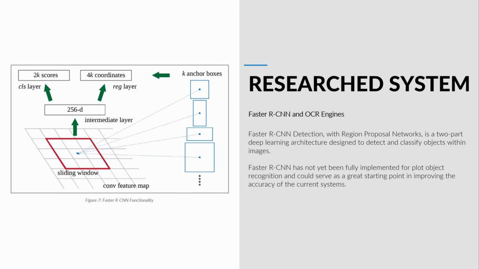For the framework, as an evolution from the CNNs, I have used a Faster RCNN, which has a two-part deep learning architecture designed to specifically detect and classify objects within images thanks to the presence of region proposal networks.